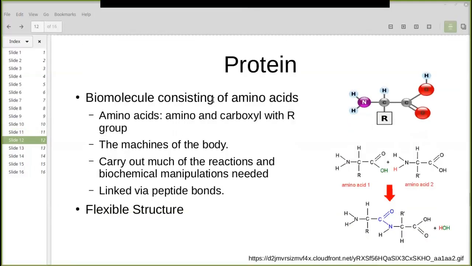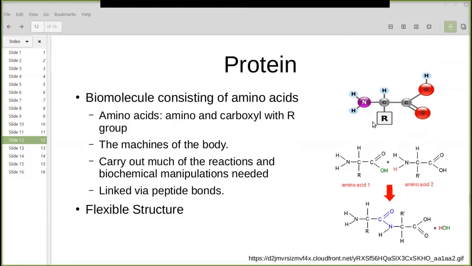Pretty much practically anything you could think of, a protein can handle it, right? They're the machines of the body. You want to mediate a chemical reaction, you want to break something up, you want to build something up. Whatever the task, proteins can handle it. And it's because they have such a flexible structure, right?